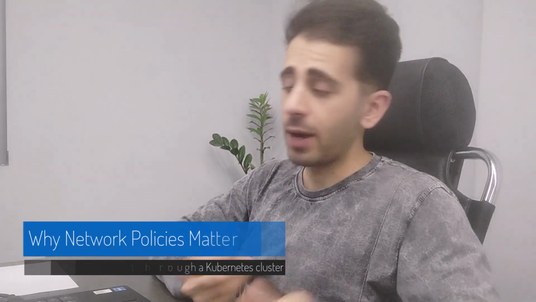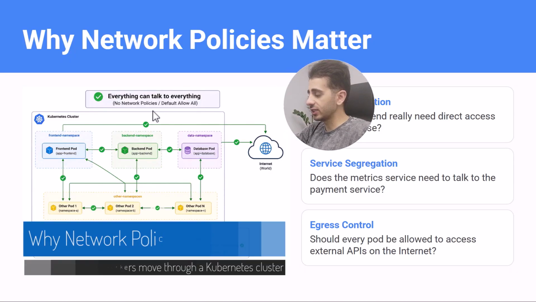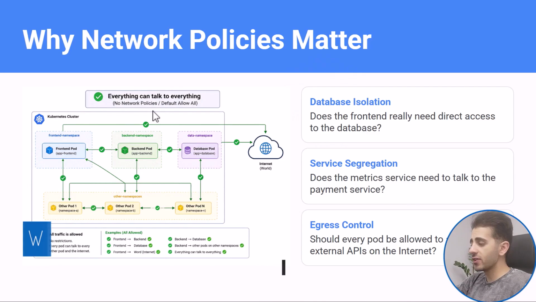Let's start with this question: why do network policies even matter? As you can see here in this picture, everything can talk to everything. The front-end pod can talk to the internet and also can talk to the database pod. It can be in the same namespace or other namespaces like the data namespace, and that's the default behavior of Kubernetes.